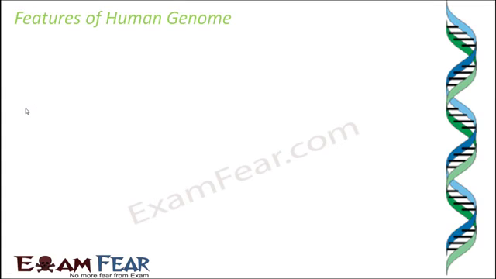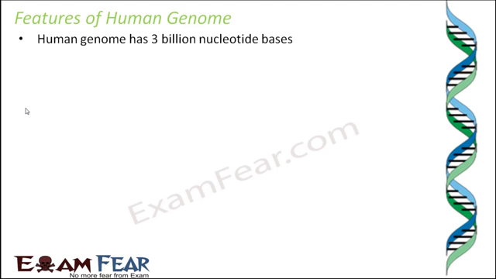Now let us look at some of the features of human genome. Now, as this project was continuing, there were a bunch of scientists and researchers who were working on this. So gradually over a period of time, they could do some research, they could do some sequencing, and they came up with certain features of the human genome based on their research. So it was found that the human genome has 3 billion nucleotide bases.